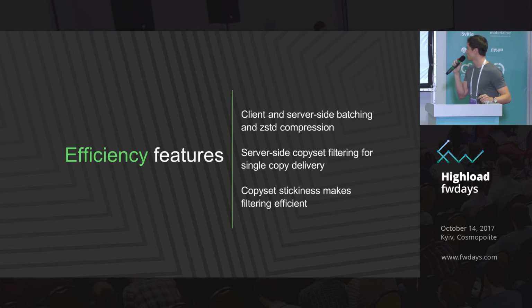Also, there is one more optimization, copy set stickiness. It means that when we select 3 random nodes for a copy set, we will try to stick to these 3 machines, because it means that data is going to be stored on these 3 machines sequentially, and it's going to be really effective in terms of disk overhead.